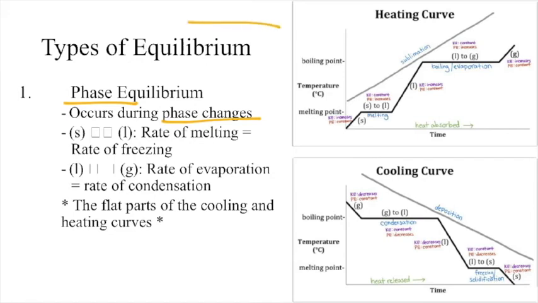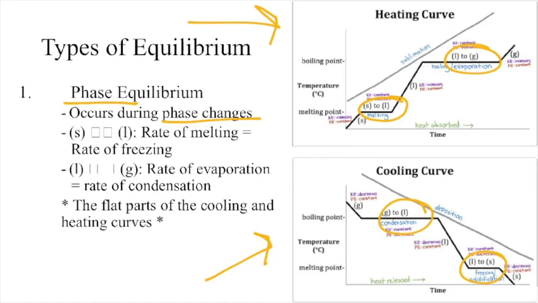If you remember your heating and cooling curves, our phase changes are the flat parts, right? So solid to liquid, liquid to solid, liquid to gas, gas to liquid. Notice how those parts are flat. That means at that temperature, for that amount of time, they're existing at the same rate.